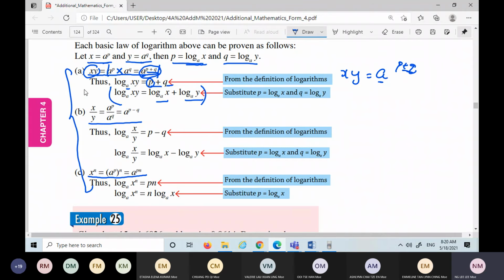So these three I want you to copy, in case the question asks you to prove the law, you know what to do. This part is very important: how do you start? And then followed by this, how do you prove the law? So this one I want you to copy.